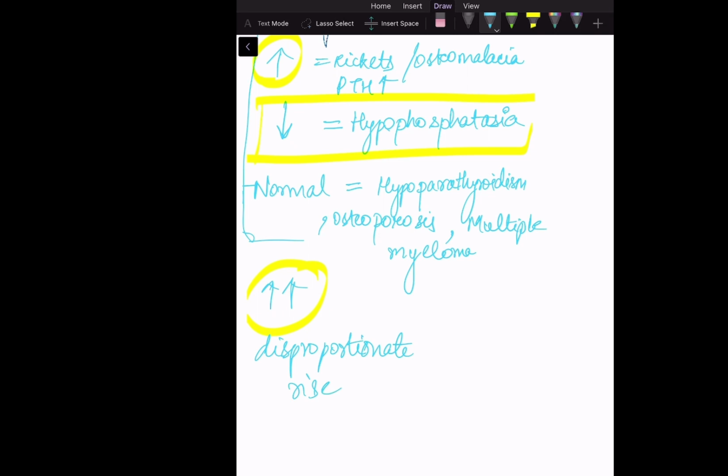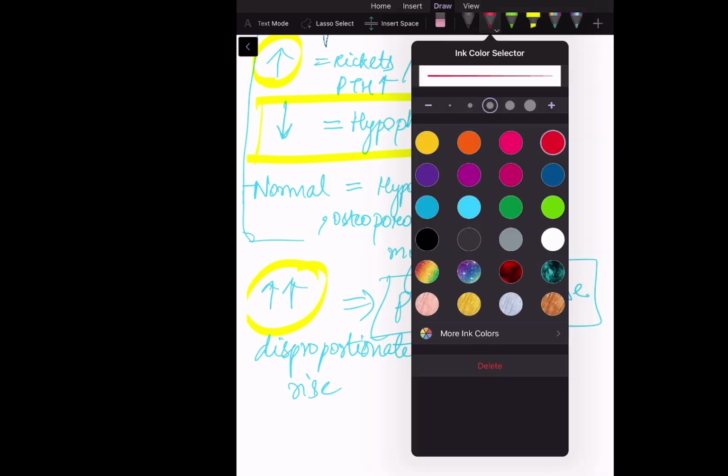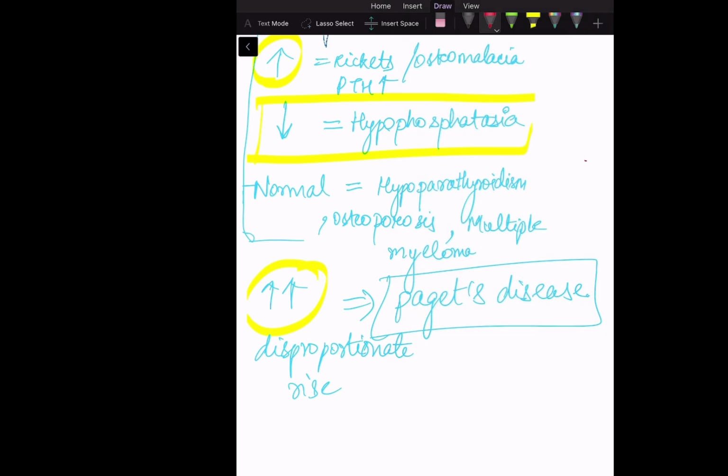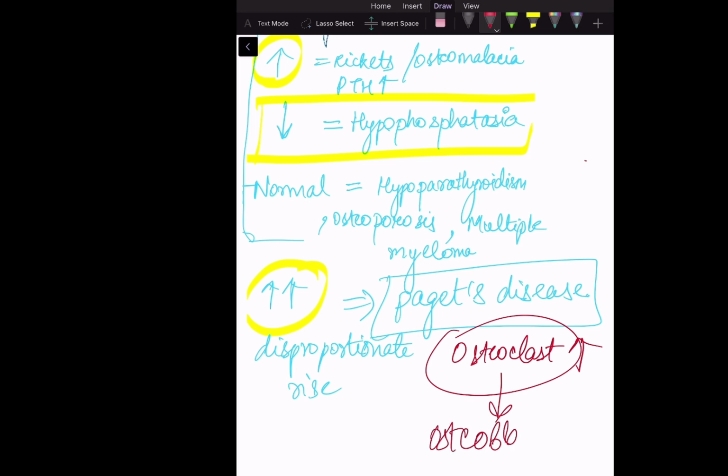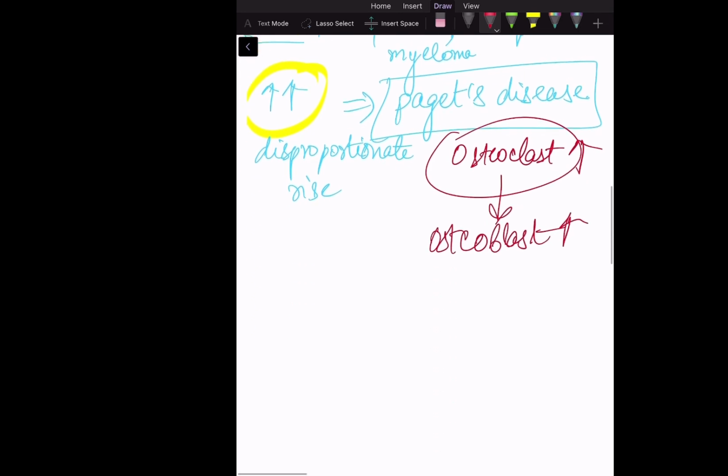And when it happens in Paget's disease. What is Paget's disease? In Paget's disease, osteoclast activity increases, and if osteoclast activity increases, I told you there will be increase in osteoblast activity, and that will lead to a disproportionate rise of SAP.